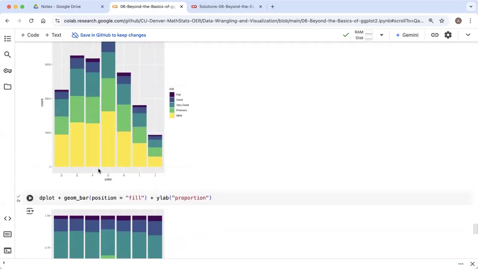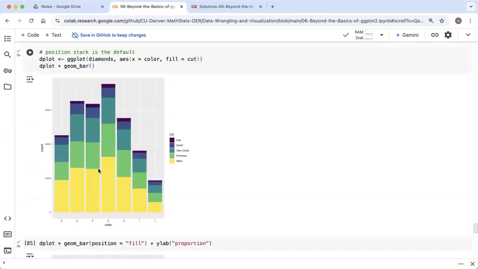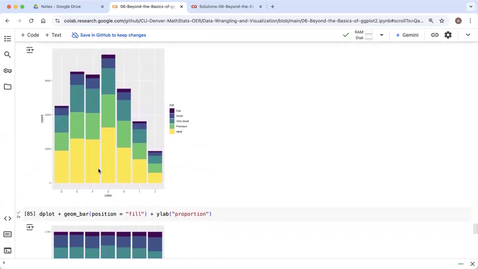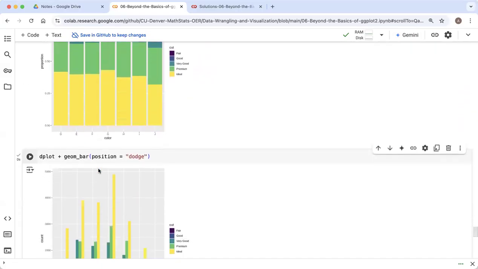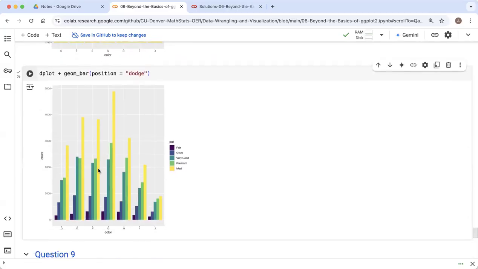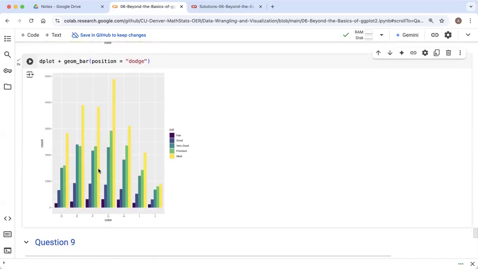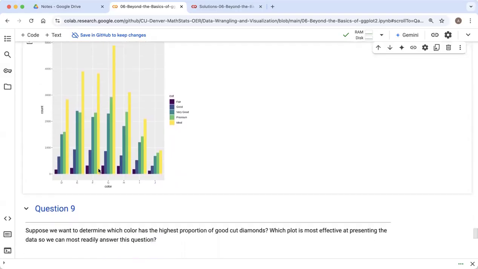You can look at these plots and think about the relative merits, the pros and cons of each of these plots, and how they help present the data in meaningful or unmeaningful ways. And question 9 is saying, well, let's say we want to determine which color diamond has the highest proportion of good cut diamonds?